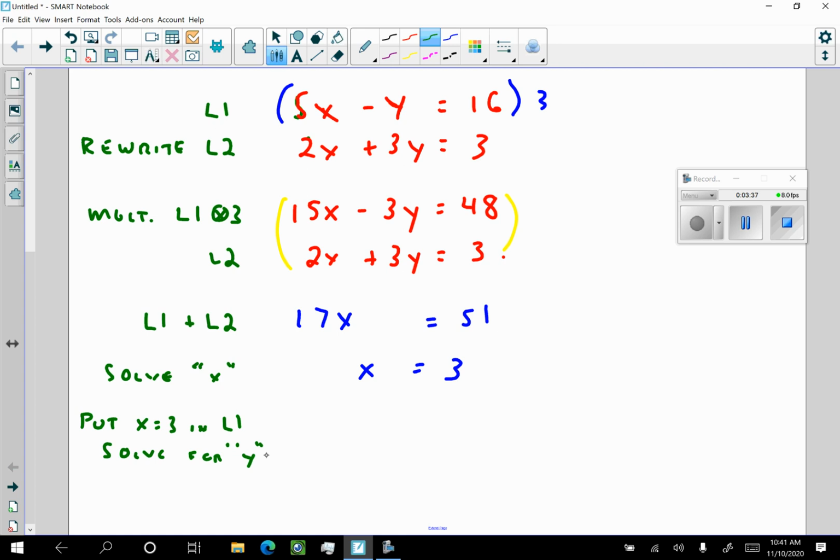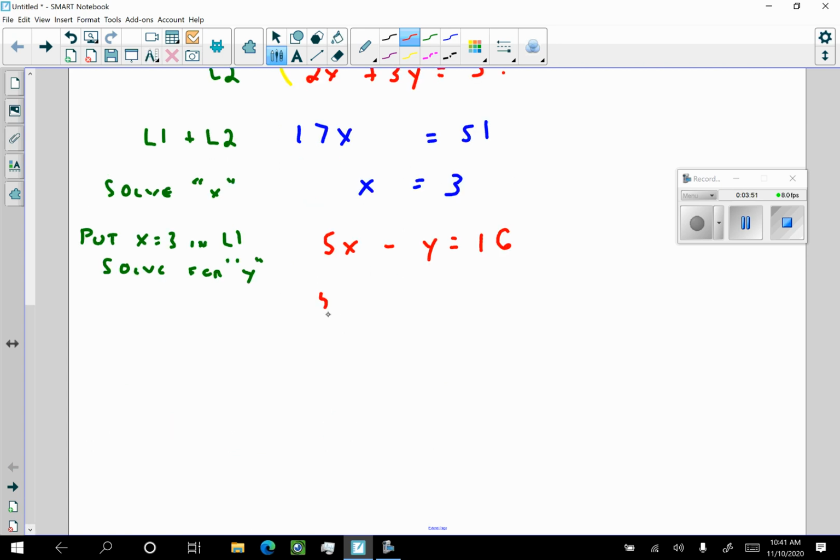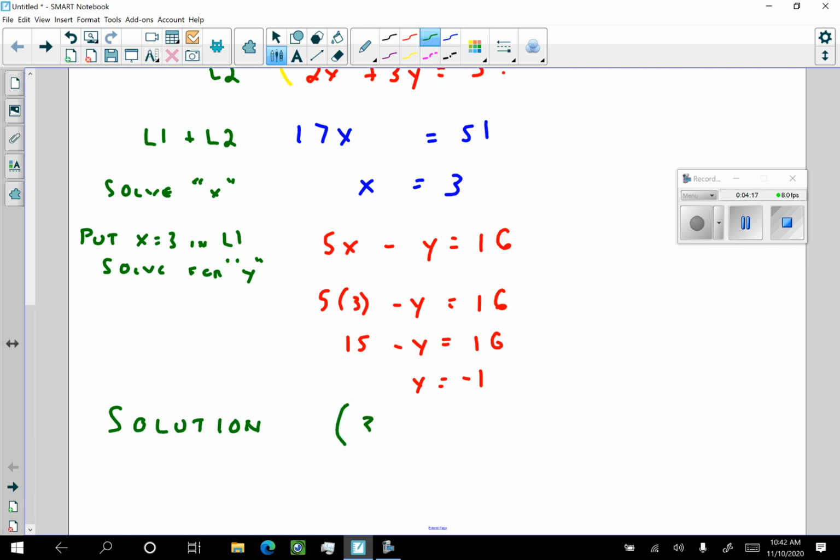The original L1 right here is 5x minus y is equal to 16. I'm going to put 3 in for x. So this is going to be 5 times 3 minus y is 16. That says 15 minus y is equal to 16. And 15 minus what is 16? That says y is going to be negative 1. So the solution to this system is (3, negative 1).